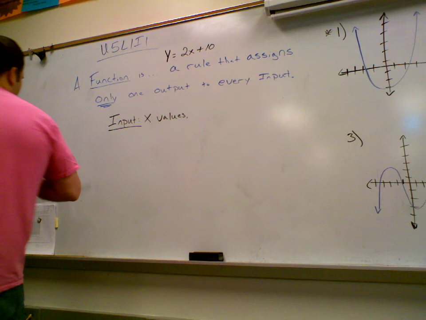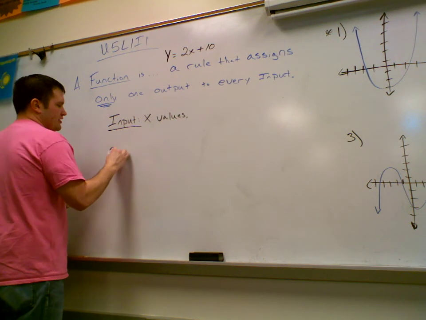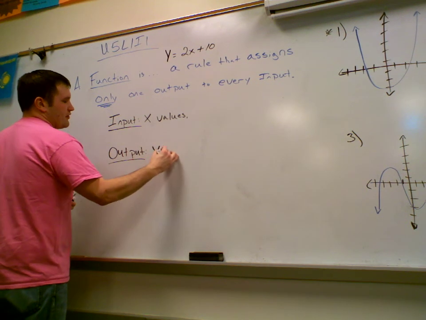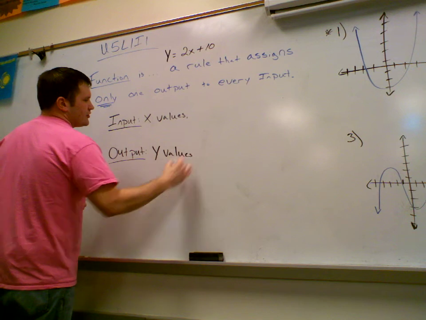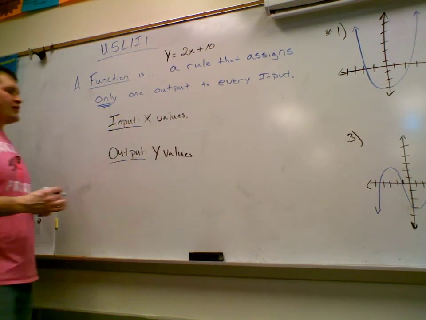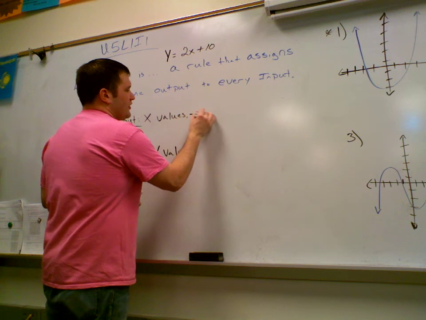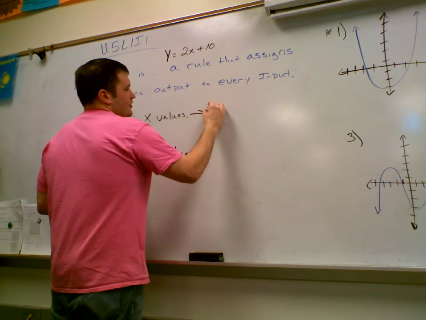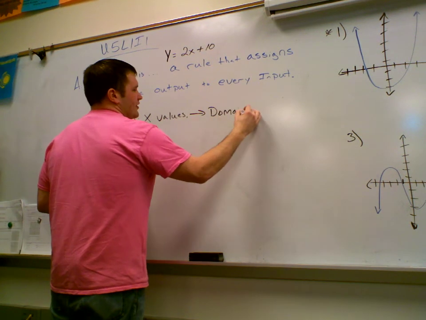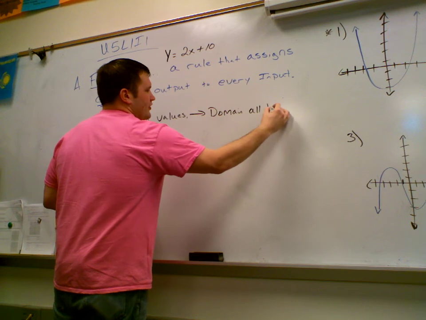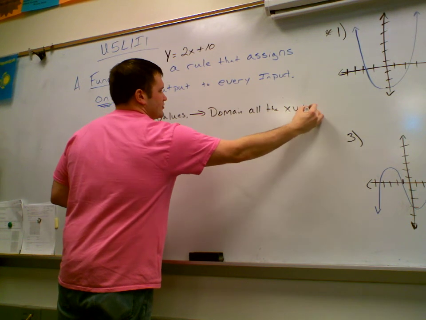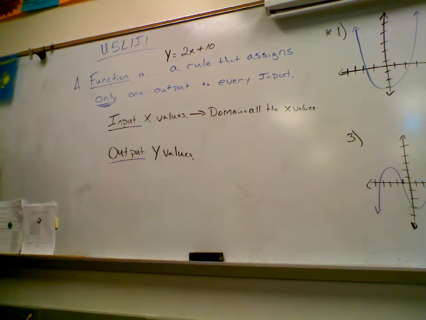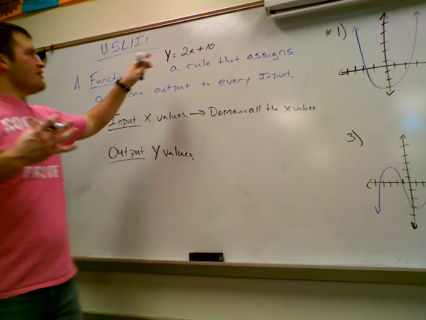All right, and the output then is what value? What do you guys think? It's the dependent variable, which is usually the y values. Now, all the x values make what's called the domain. The domain is all the x values. Domain equals all the x values. So not just the ones you have in your table, but all the x values that will be on this line, right?